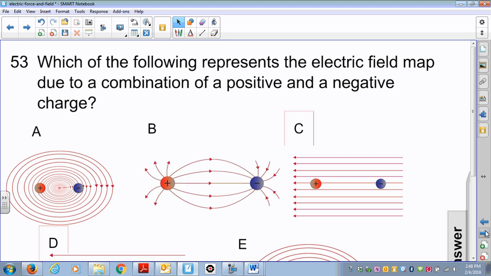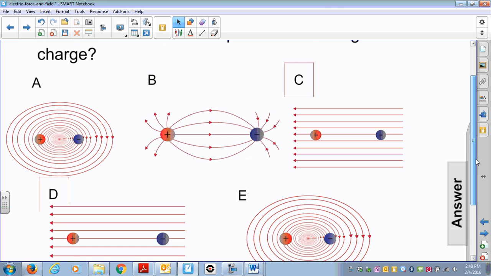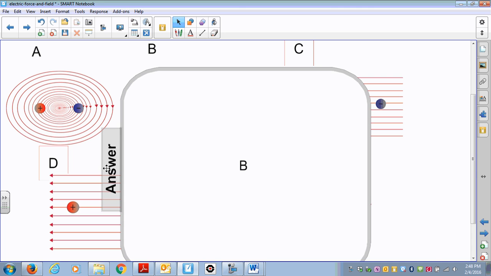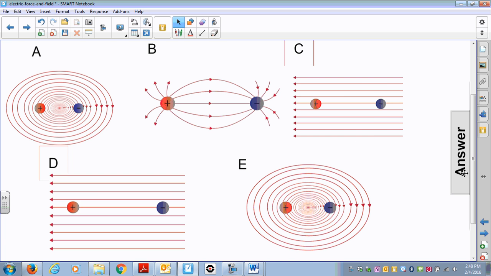Which of the following represents the electric field map due to a combination of a positive and a negative charge? Go ahead and pause the video if you need to. Okay, hopefully you selected B. B is the correct answer.